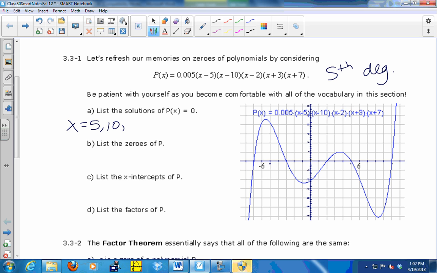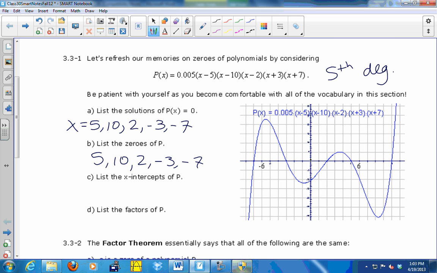Jody Ann, you're on fire. -3, -7. Good. So those are the x values that would make the polynomial equal to 0. What are the zeros of P? The same numbers, right? Zeros is just the word we use that means the solutions to where the polynomial equals 0. Okay, so it would be 5, 10, 2, -3, -7.